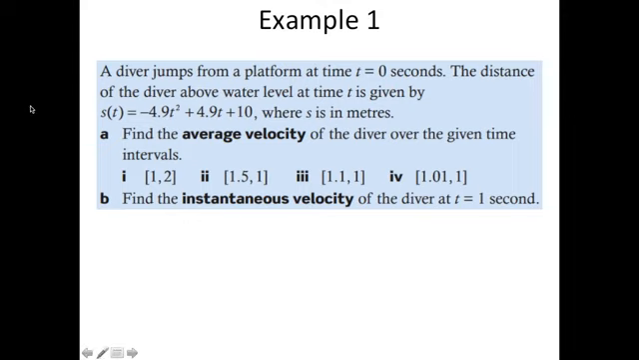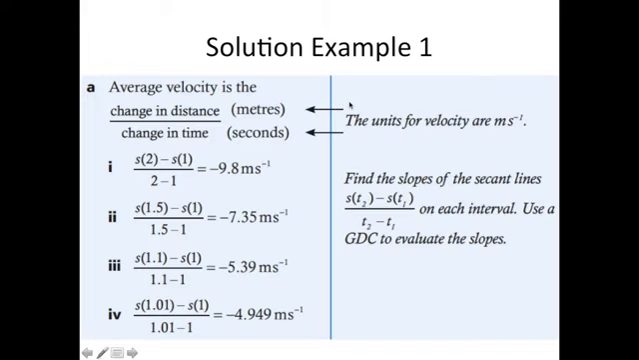So let's take a look at this example. A diver jumps from a platform at time t equal to 0 seconds. The distance of the diver above water level at time t is given by this formula, where S is in meters and t is time in seconds. Find the average velocity of the diver over the given time intervals. This is practically telling you your time 1, your time 2. You need to find the displacement or the distance at time 1 and at time 2 so that you can use the formula for slope. You're going to do that for all three of these. Those are different intervals.